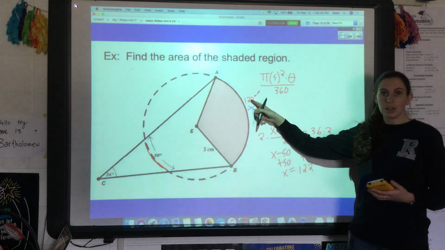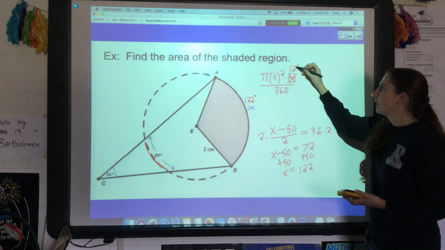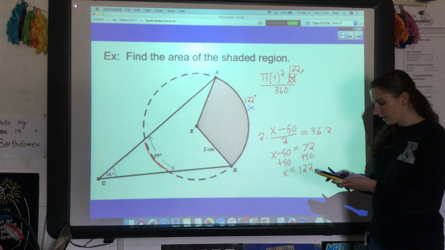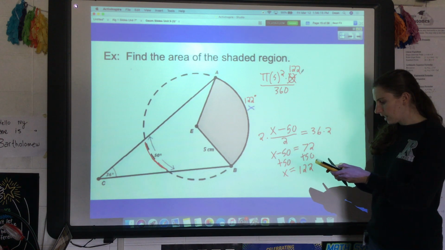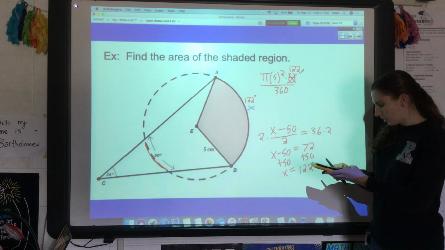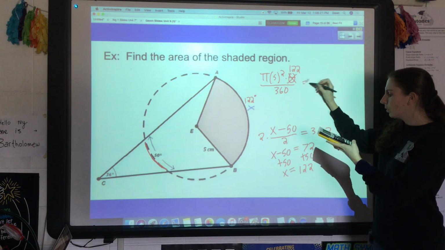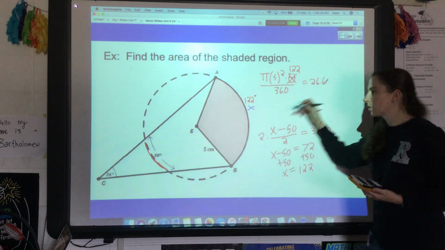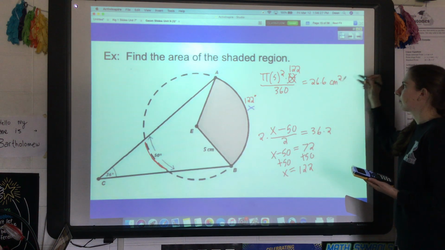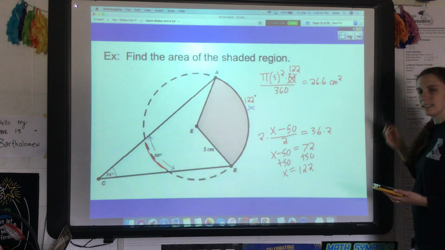And so that's what we're going to want to put in for this. Instead of theta, put in 122. All right, and let's see what we get. 5 squared times pi times 122 divided by 360 equals 26.6 is about the area. Again, that's centimeters squared. All right, and that is the last example.